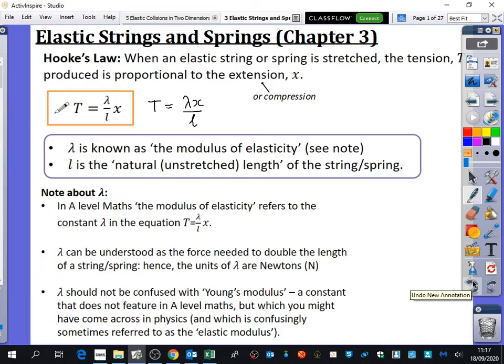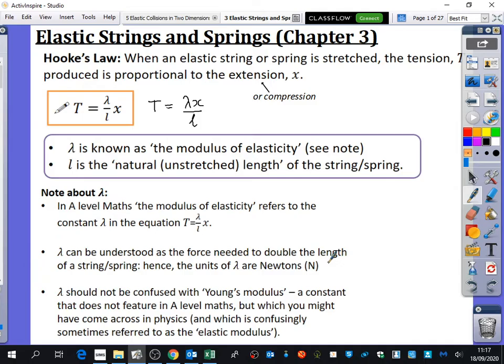So a note about the modulus of elasticity. In A-level maths, the modulus of elasticity refers to this lambda in the equation that we have there. And lambda can be understood as the force needed to double the length of a string or spring. So lambda's actual units are in newtons, okay? This is just the definition of how they came up with what lambda was going to be, what the modulus of elasticity is. So it's the amount of force required to double the length of the string or spring. You never really have to use this in any of the calculations, but it's just interesting to know how you can interpret what that is, and to remember that the units of the modulus of elasticity are newtons.